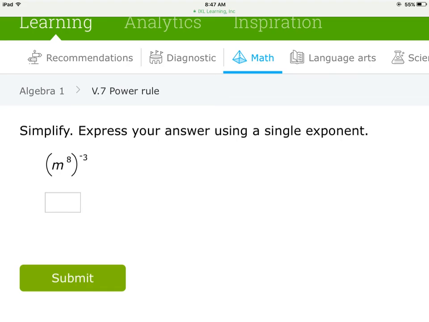For this last problem, we're going to do that shortcut again, and we'll take 8 times negative 3, so we'll have m to the negative 24th power.